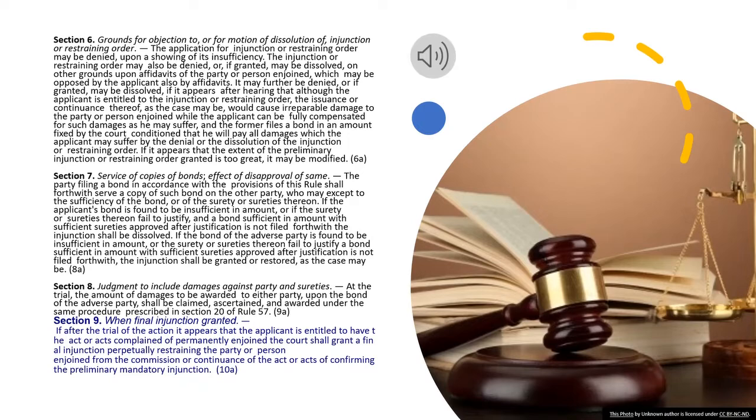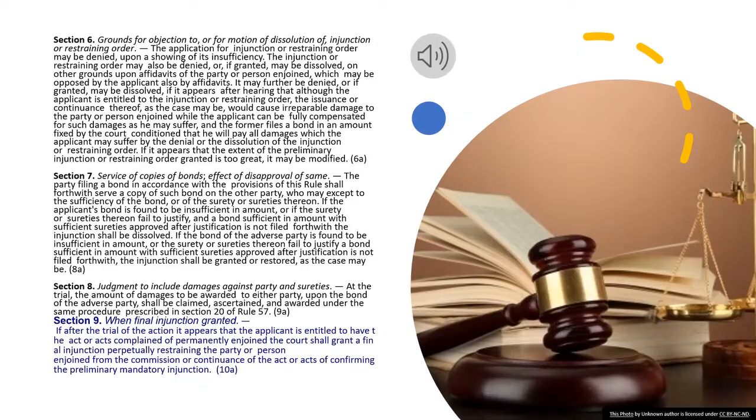8a. Section 8. Judgment to include damages against party and sureties. At the trial, the amount of damages to be awarded to either party, upon the bond of the adverse party, shall be claimed, ascertained, and awarded under the same procedure prescribed in Section 20 of Rule 57. 9a. Section 9. When final injunction granted. If after the trial of the action it appears that the applicant is entitled to have the act or acts complained of permanently enjoined, the court shall grant a final injunction perpetually restraining the party or person enjoined from the commission or continuance of the act or acts complained of, confirming the preliminary mandatory injunction.